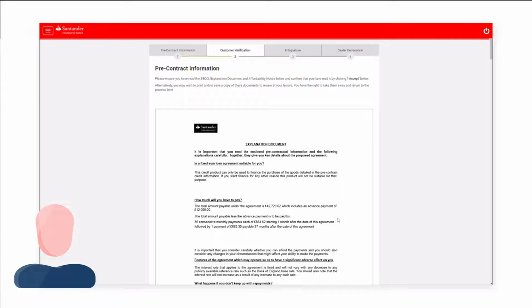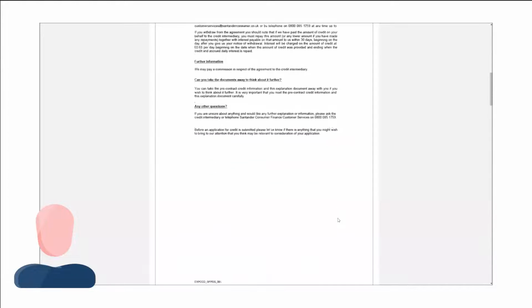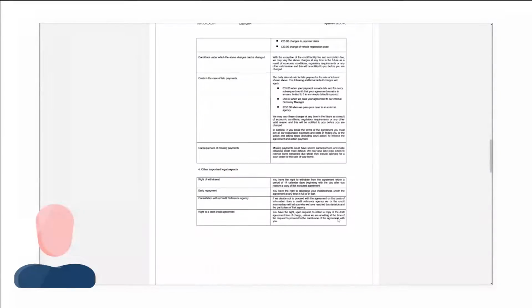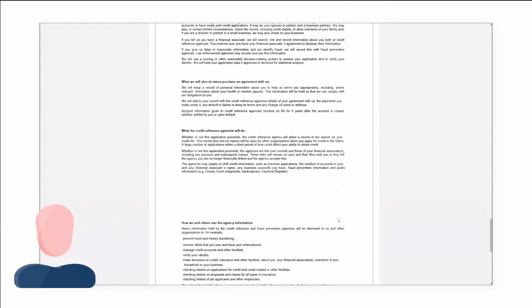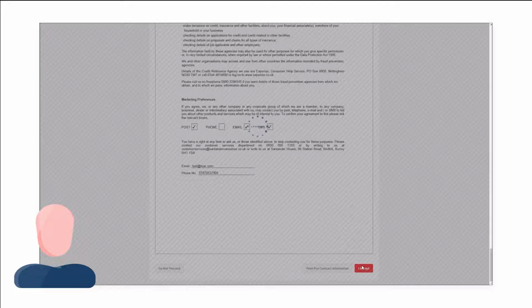On proceeding, the customer must confirm that they have read and understood the pre-contract information given to them earlier in the process. It is important that the customer understands their obligations under the terms of the proposed agreement. The customer can print the documents at this stage and has the right to take the printed documents away with them and return to the process later. By clicking I accept, the customer confirms positively that they have read the information and are happy to proceed.